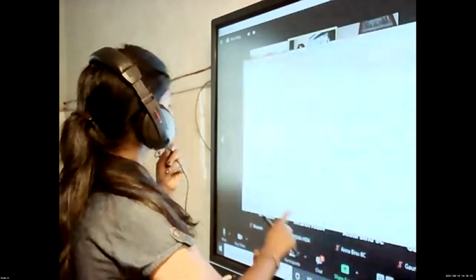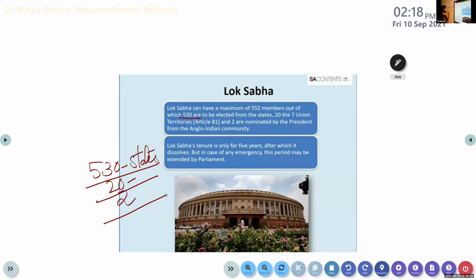So children, just see the composition of members. 530 elected representatives from different states, and 20 members chosen from the union territories, and 2 Anglo-Indians chosen by the President. So the maximum it can be is 552. Clear, children?